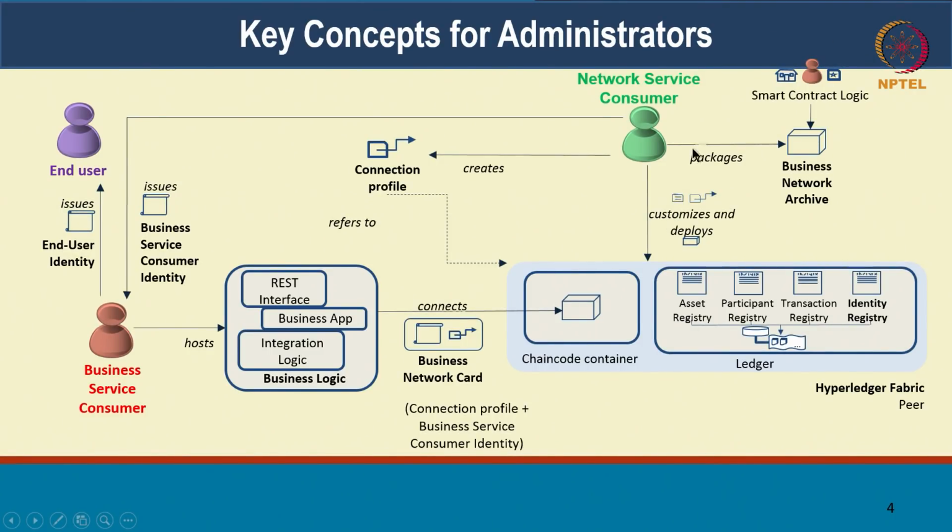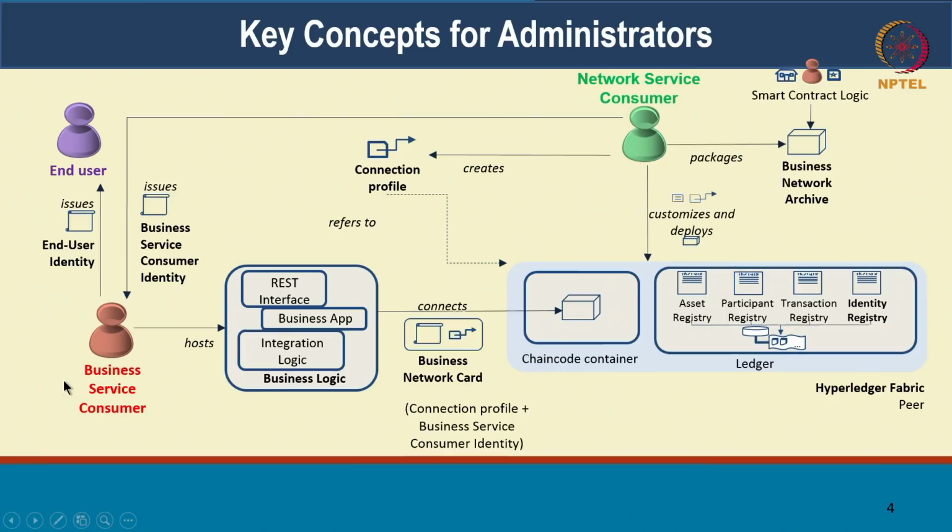Now that talks about the smart contract logic itself. Apart from this, the network service consumer is also going to create what is called a connection profile. This connection profile is going to talk about what the network is, how users should connect to this network, and it gives you details about who the peers are, who the orderers are, what channels. It gives you all of that information. That is the connection profile. Now that's the network service consumer. They're going to define the smart contract logic, deploy it on the Hyperledger Fabric peer or peers, and they also create the connection profile. Now end users, these are the business service consumers.